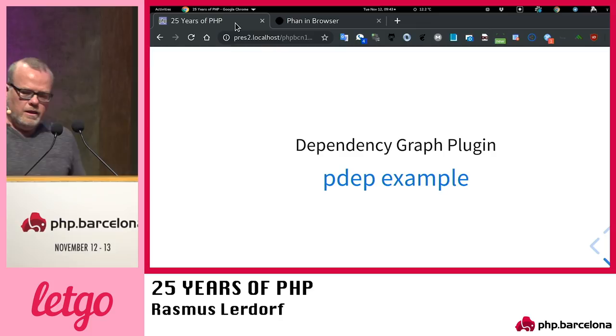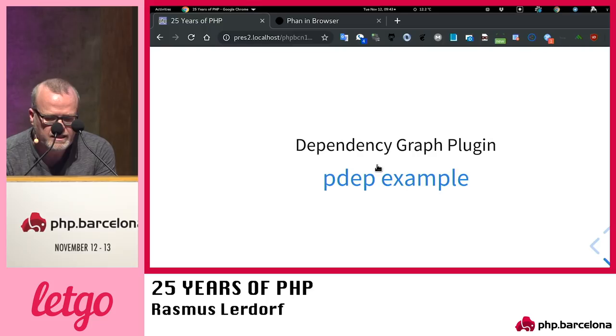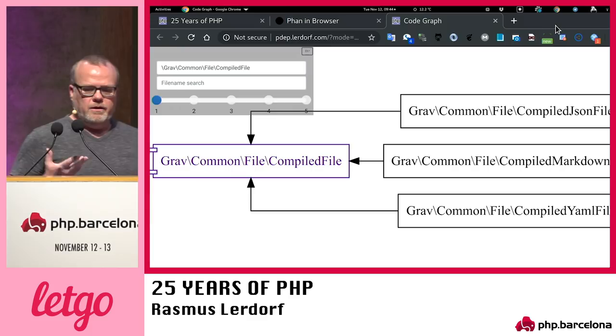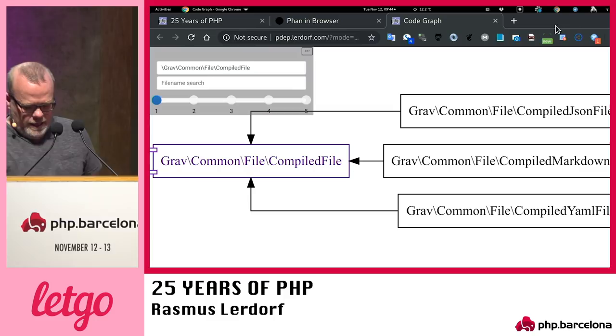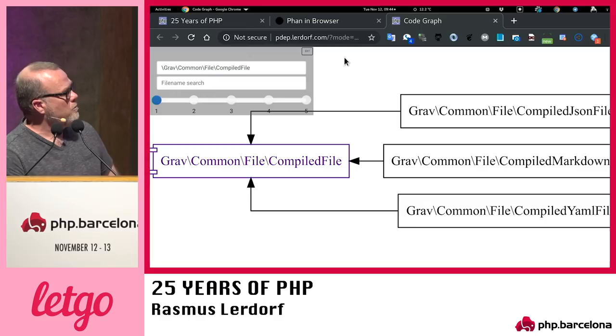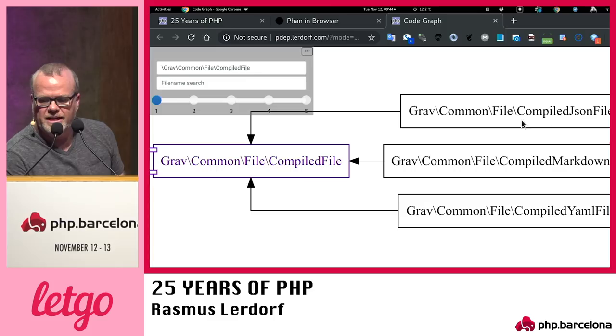Another new thing is I wrote this dependency graph plugin. And the dependency graph plugin does this. So I ran it against a random PHP package I found on GitHub called Grav, which is basically a blogging platform. And what this does is if you start it on a certain class name, in this case, it's actually a trait, compiled file, it shows you the dependencies. So what depends on the trait? If I change this trait, who is affected? In this case, these different ones are. And you can go two levels deep as well.